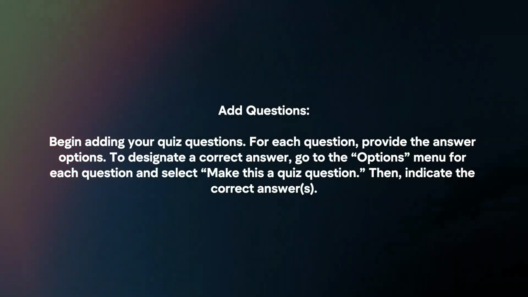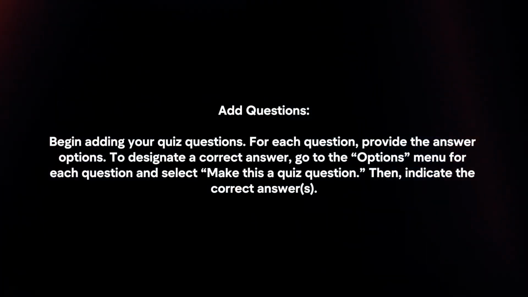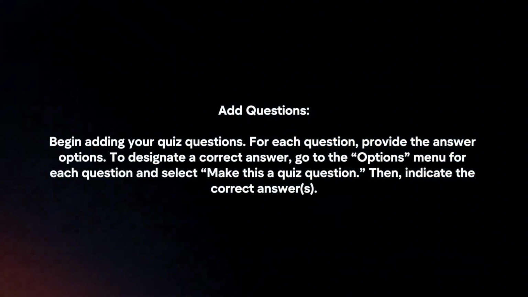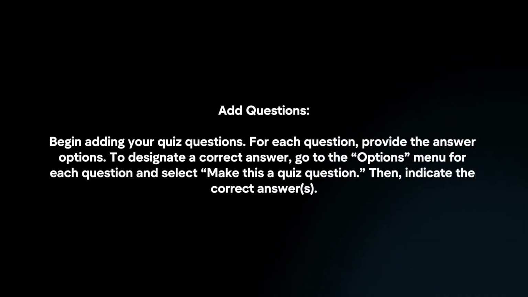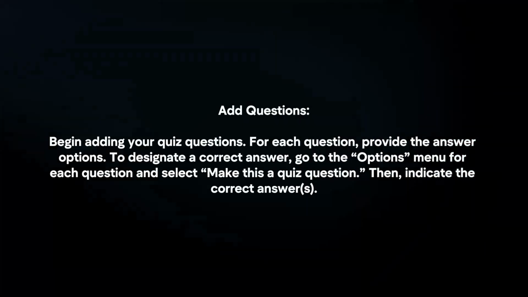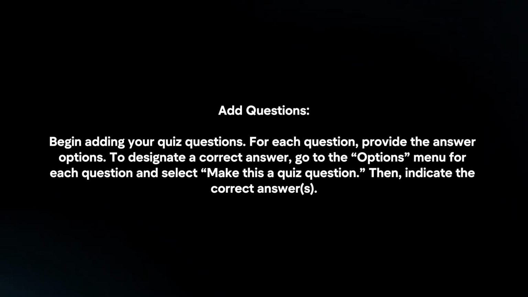Add questions. Begin adding your quiz questions. For each question, provide the answer options. To designate the correct answer, go to the options menu for each question and select Make this quiz a question, then indicate the correct answer.